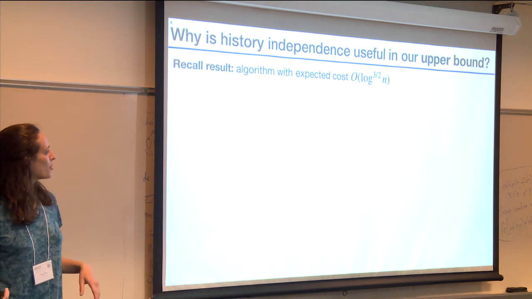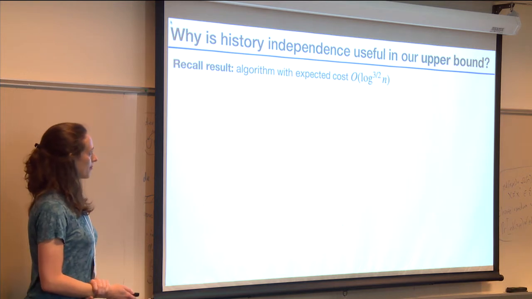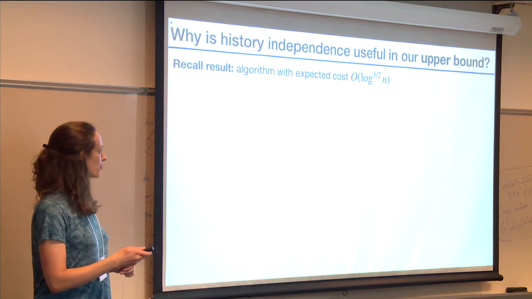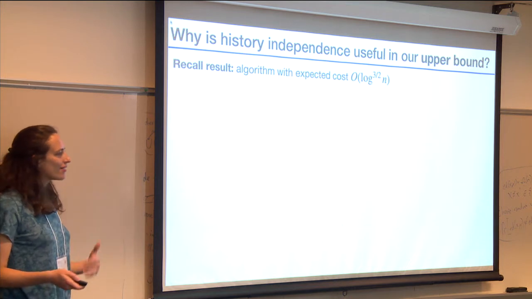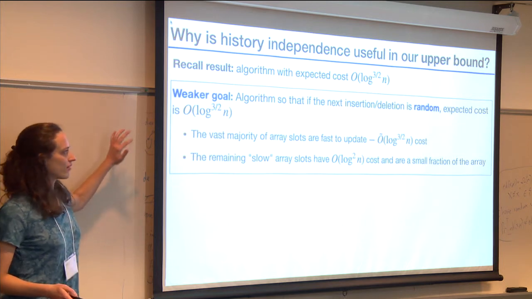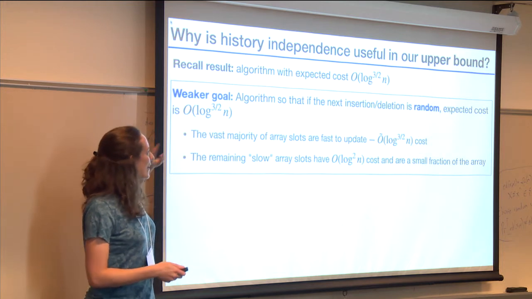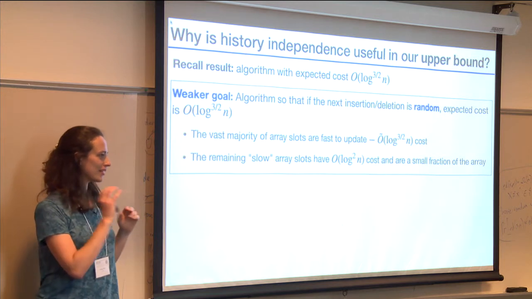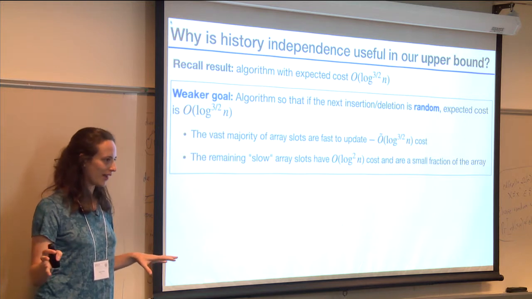Okay, so for the upper bound for list labeling, recall that the algorithm has expected cost log to the 3/2 n. That's just the result that we're trying to prove here. And what history independence gives us is that it allows us to state a weaker goal. The weaker goal says, we would like an algorithm so that if you tell me that the next insertion is going to be completely uniformly random, then I get a fast algorithm at log to the 3/2 n.